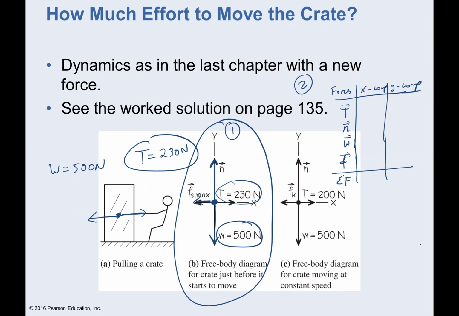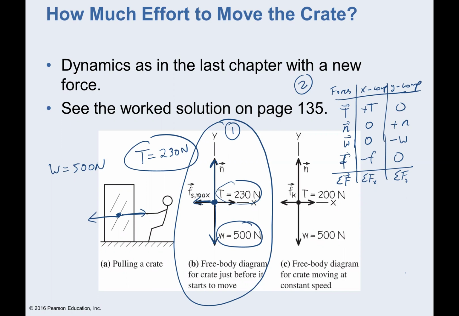Here's the net force. Tension is in the positive x direction and has no y component. Normal force is in the positive y direction, no x component. Weight has no x component and is in the negative y direction. Friction is in the negative x direction and has no y component, so we put 0 over there. Remember, this is the net force in the x direction, and this is the net force in the y direction. Those are my components.